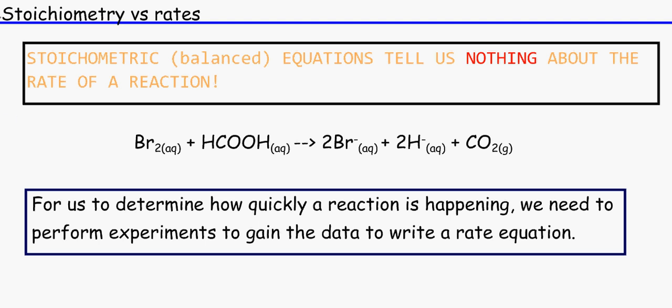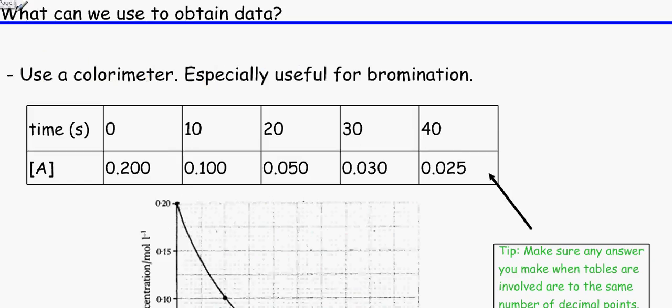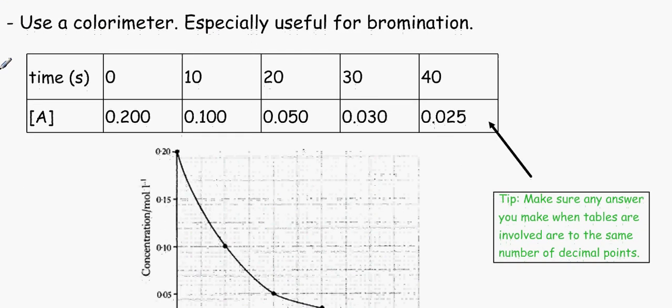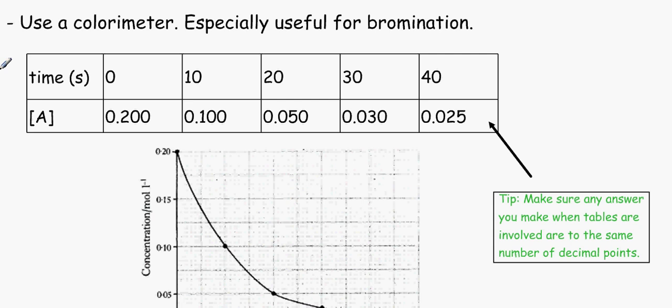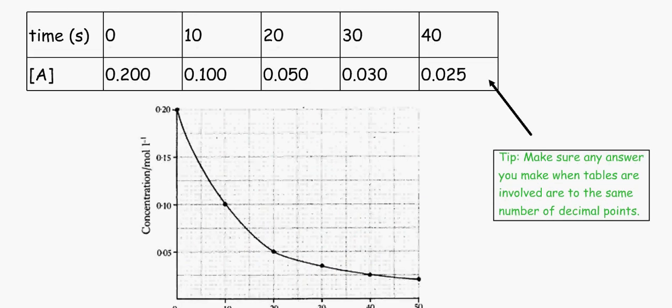And the way we do that is to use a colorimeter. We can use that especially for bromination when we want to test if a substance has a double bond or anything. And with bromination, the color would obviously decolorize, and we can use a colorimeter to test that.